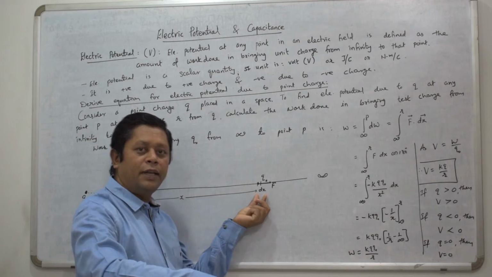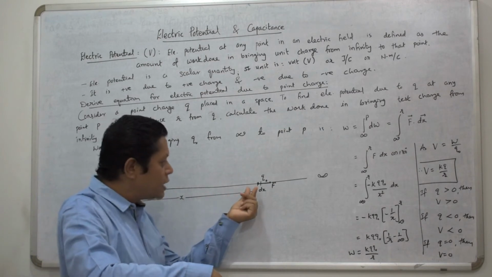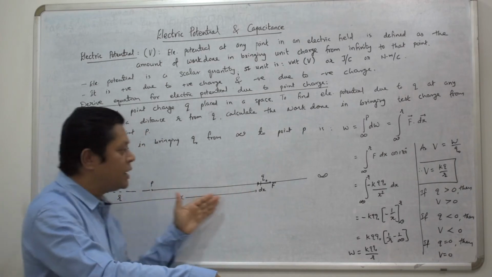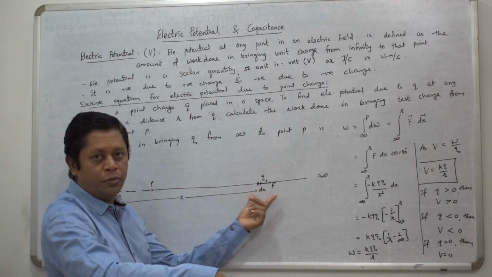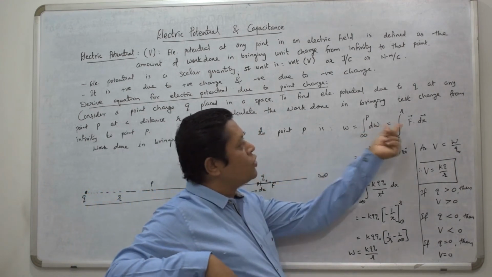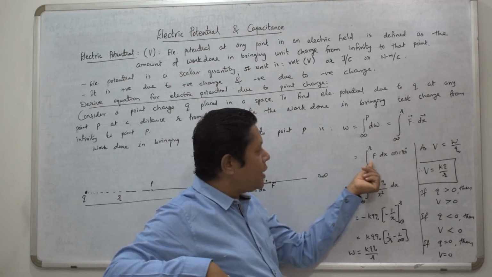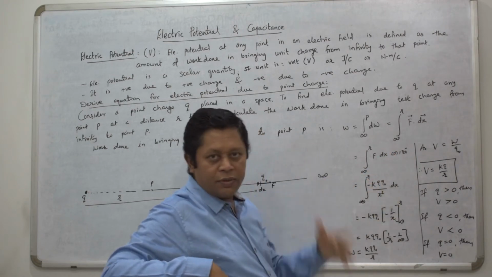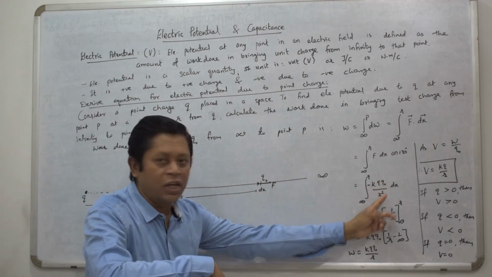Let's say each element has length dx, and the distance of the element dx from charge Q is x. At this point, at distance x, the force acting on Q0 due to Q is repulsive, whereas the displacement we make is toward the charge, so force and displacement are in opposite directions. As they are in opposite directions, the angle between them is 180 degrees. So dW is equal to F dot dx, which is F dx cos 180. The electrostatic force is kQQ0 by x square, and cos 180 is minus 1. So for the small displacement dx, the work done is minus kQQ0 by x square dx.